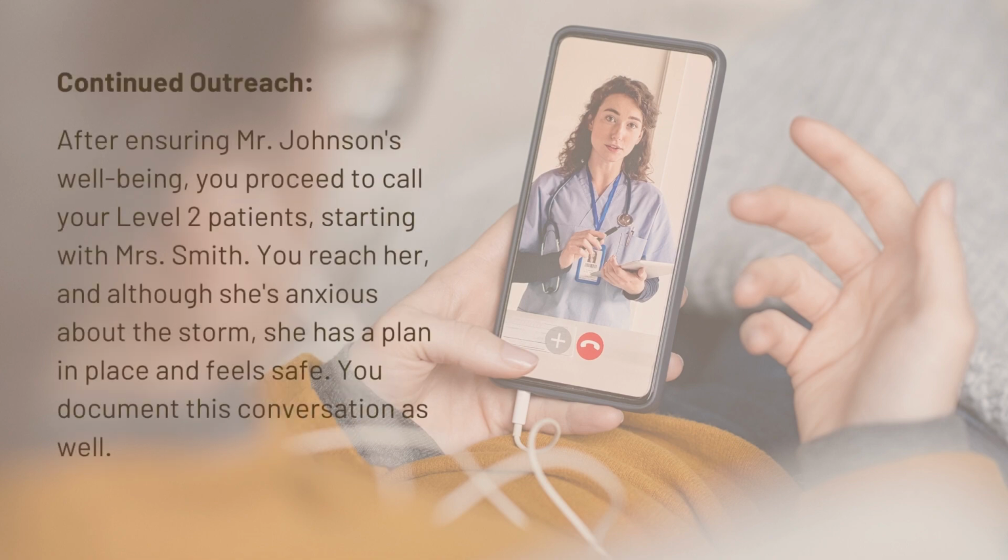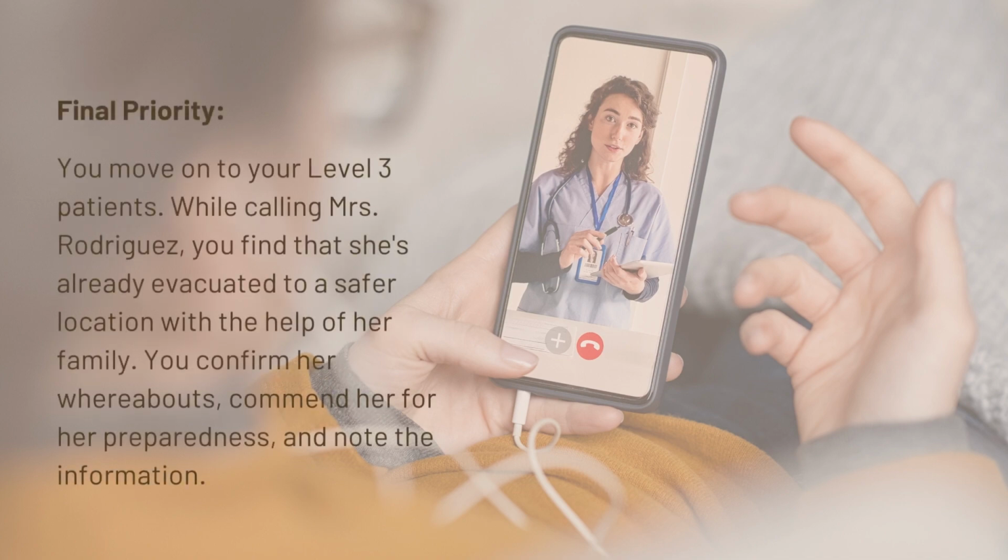After ensuring Mr. Johnson's well being, you proceed to call your level 2 patients, starting with Mrs. Smith. You reach her, and although she's anxious about the storm, she has a plan in place and feels safe. You document this conversation as well. You move on to your level 3 patients. While calling Mrs. Rodriguez, you find that she's already evacuated to a safer location with the help of her family. You confirm her whereabouts, commend her preparedness, and note the information.